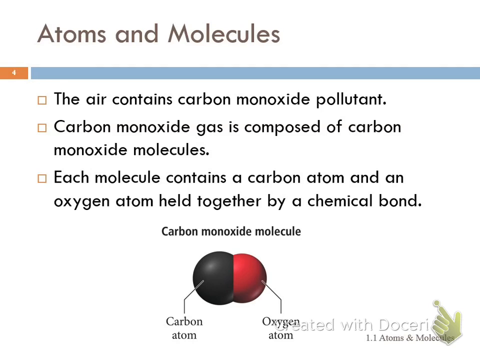So let's look at a molecule. You've probably heard of carbon monoxide. The air contains carbon monoxide as a pollutant. Here is an illustration of a carbon monoxide molecule. This is a model, a representation. There's one carbon atom and one oxygen atom, and they are stuck together. This is carbon monoxide. One carbon atom, one oxygen atom, connected by a chemical bond, which you could think of as superglue. They're stuck together.